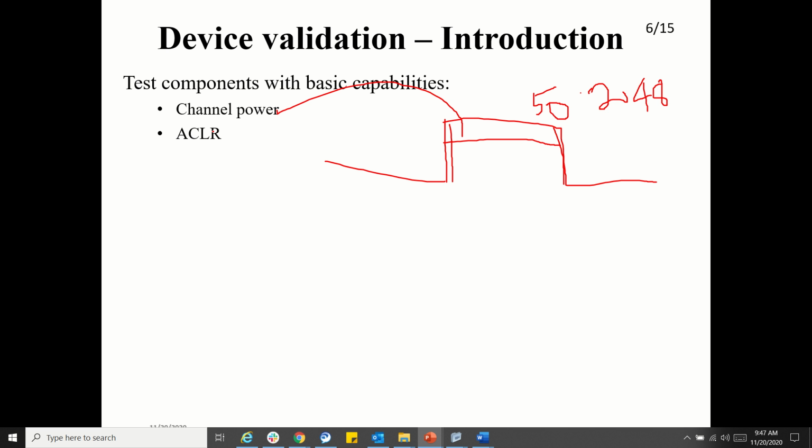And for ACLR, what we look for is what is happening in adjacent channels. Whether this power is getting leaked, which will bring down the performance within the band itself. For example, if you are supplying 10 dB power, it has to be utilized within this band. If you are leaking 1 dB power, then you are only utilizing 9 dB power, and you are also disturbing the adjacent band.